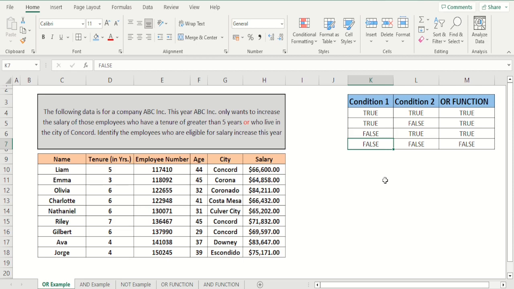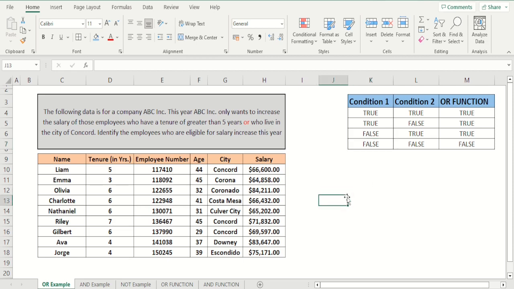Now it is worthwhile to remember that you will not always be dealing with only two conditions. In case you had three conditions, or 4 or 5, the key thing to remember is that the only case in which OR will return a false value is when all the conditions are false. Even if a single condition is true, the entire result of the OR function will be true. This is a very important concept when working with OR, and it's important to bear this in mind.